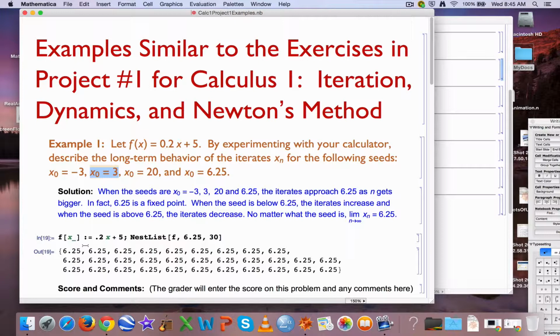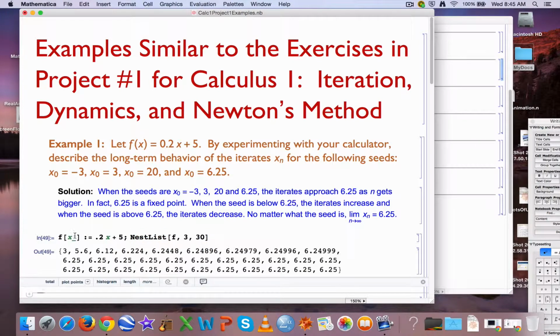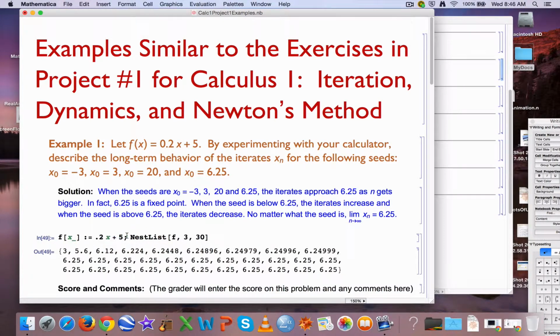Then you take that output, 5.6, and make it your new input, plug it into the function again. Take 0.2 times 5.6 and then add 5. What do you get? Well, you could try that with your calculator, but I can use Mathematica here, NestList. When the function is 0.2x plus 5, when I define it this way, and then use NestList in this way with the function that you iterate right there, the seed right there, and the number of iterates right there, you can see the values first are 3, then 5.6, then 6.12, then 6.224, etc.